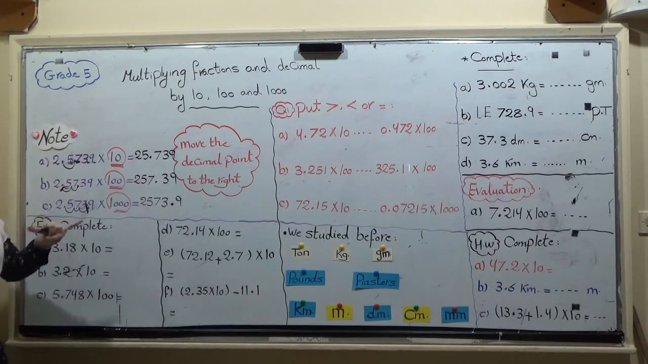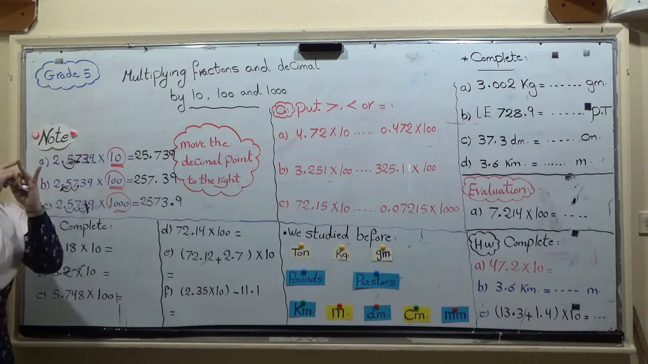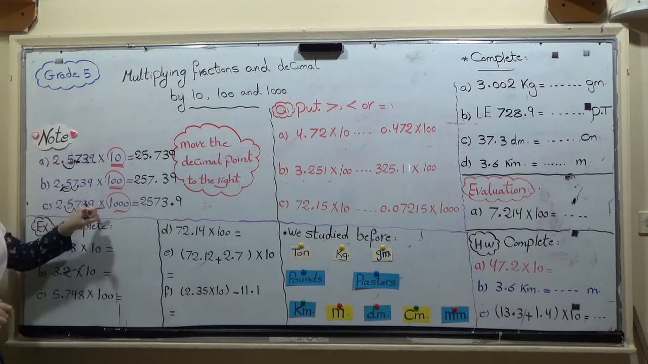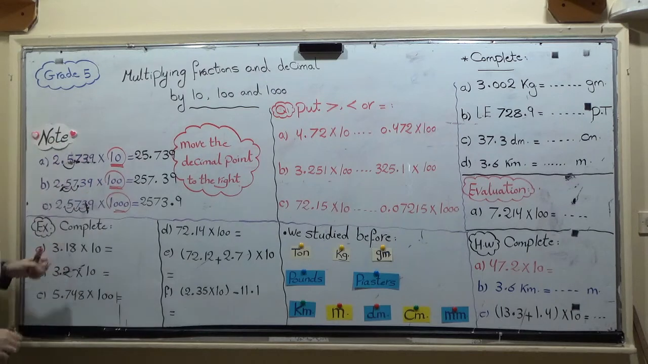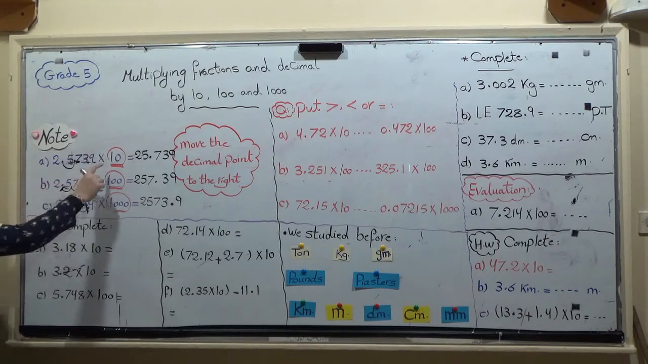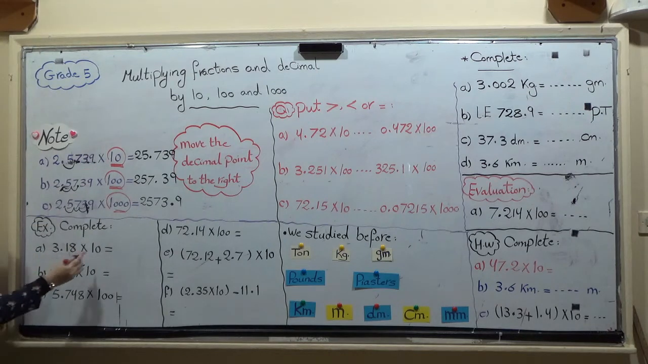Again, when I have the decimal number multiplied by 10, move the decimal point 1 digit to the right. Multiply 100, move the decimal point 2 digits to the right. Multiply 1000, move the decimal point 3 digits to the right. Example 1, complete. 3.18 multiplied by 10. When I have the decimal number multiplied by 10, move the decimal point 1 digit to the right.